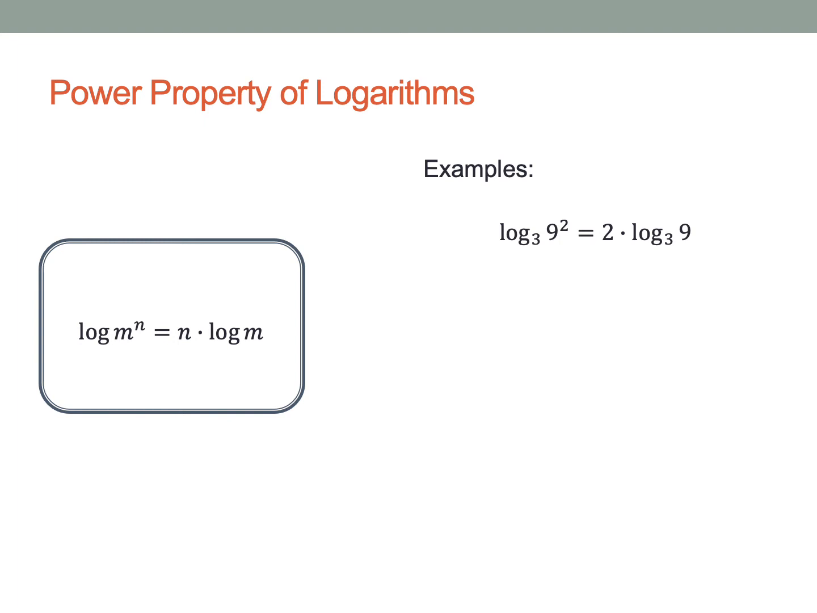If you have log base 3 of 9 squared, it equals the same thing as 2, which was the exponent, times log base 3 of 9. Log base 2 of x to the 4th, you bring down the exponent, it's 4 times log base 2 of x. So like I said, it could be any base. Okay, so this is an important property that's going to help us with the next thing.